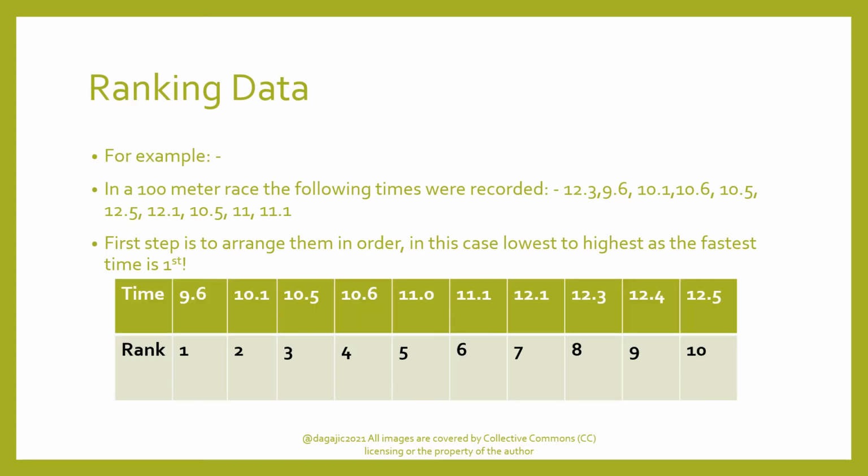So if we put them in a table like this, 9.6, 10.1, 10.5 and so on, and then underneath we can write the rank values of first, second, third, 4th, 5th, 6th, 7th, 8th, 9th, 10th, etc. So far, so easy. Really simple example there.